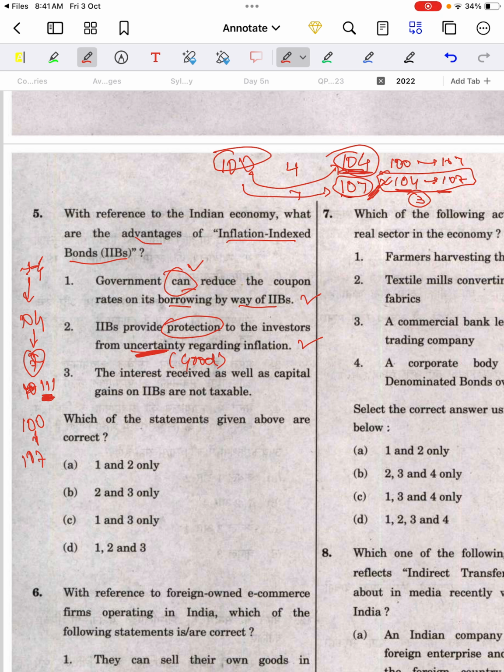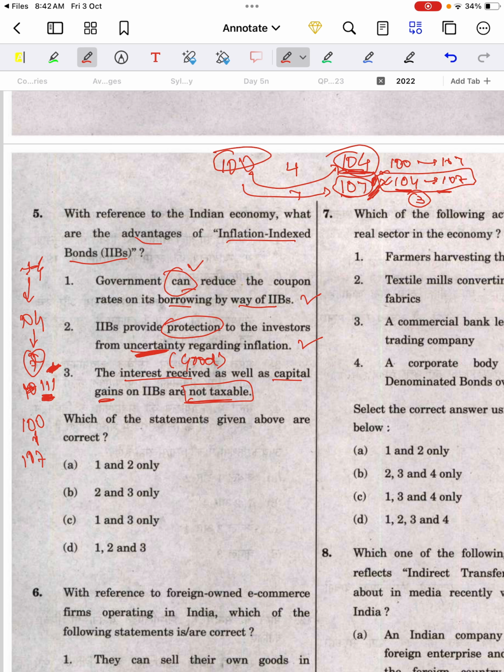What is the protection? If inflation becomes like, instead of +4, it becomes +10 and becomes 110, you will get 117. If it was not there, you would have had a loss of 3 rupees, right? 107 you would have got. That would not be good. This is a very good statement. It gives protection against uncertainties. The interest received, in this case 3 rupees, or 104 plus again 7 rupees, or the extra interest you get, as well as the capital gained, are not taxable.